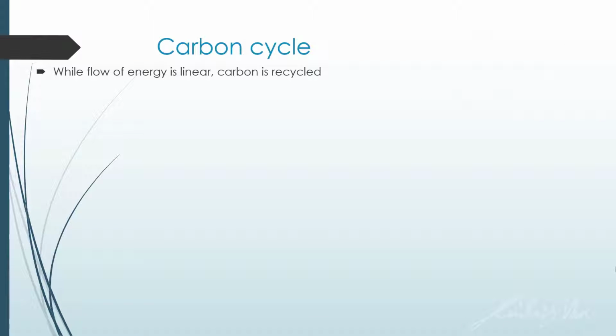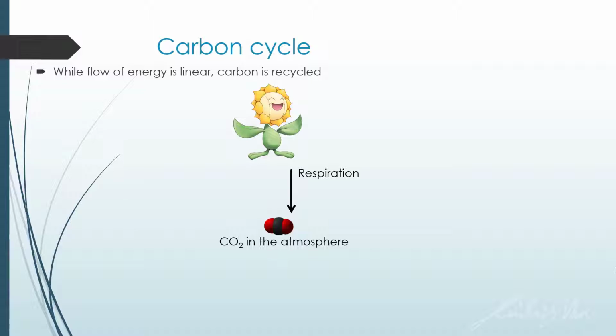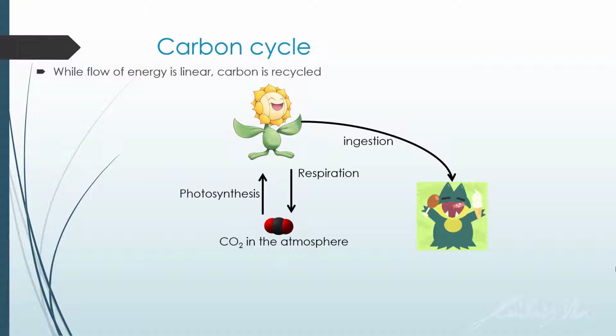So as mentioned, the flow of energy is linear, but carbon or the nutrient is recycled. So how is the nutrient recycled? Let's start with a plant. A plant undergoes respiration to release carbon dioxide into the atmosphere. But at the same time, the plant can also photosynthesize. So it will absorb carbon dioxide from the atmosphere, turning it into food so that animals can eat the plant.